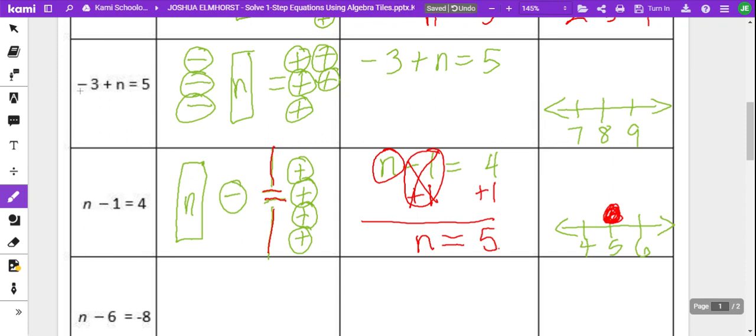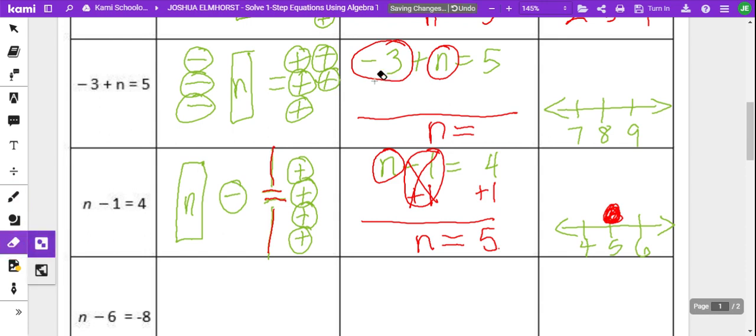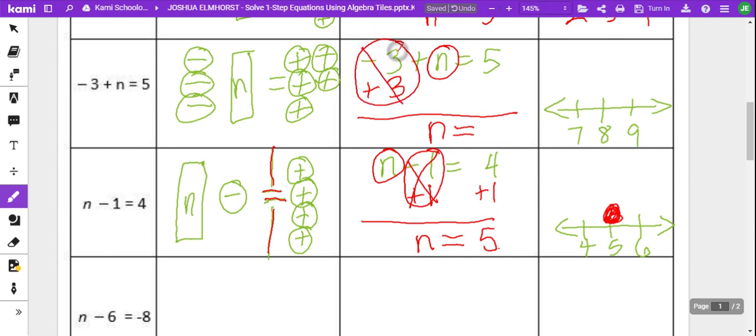Okay, we have negative 3 plus n equals 5. We're going to keep the variable, change to do the opposite, change and cancel, and then flip and do the opposite on the other side also.